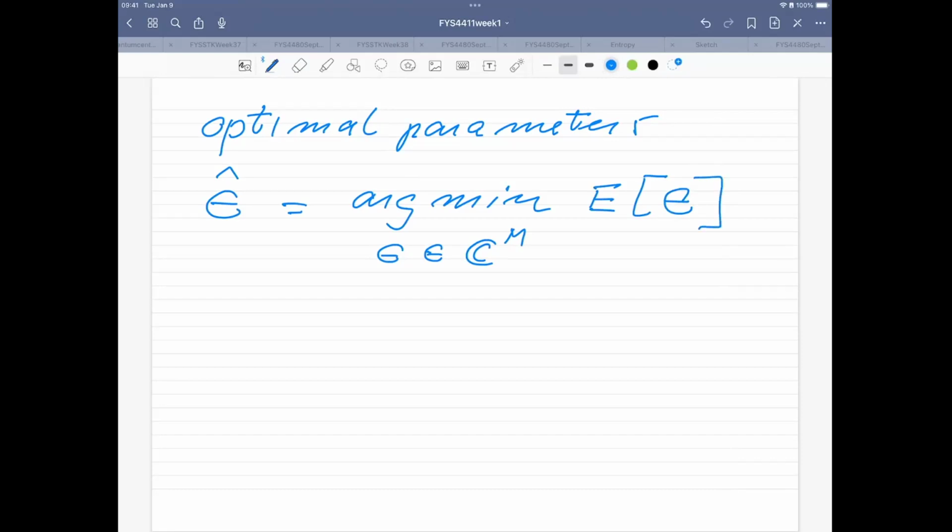So what that means in practice is that we are going to take the gradient with respect to theta of E(theta). And we want that to be 0. Okay?